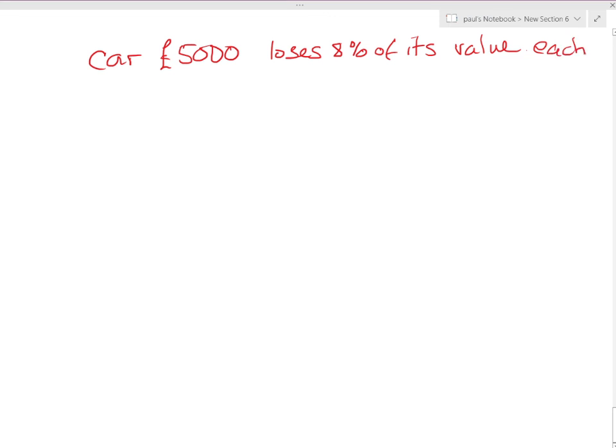Right, let's have a look. So you buy a car for, I don't know, £5,000, we'll say, and the car loses 8% of its value each year. How much is it worth after 5 years?